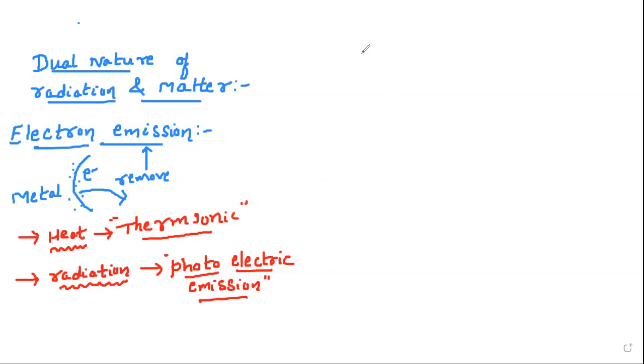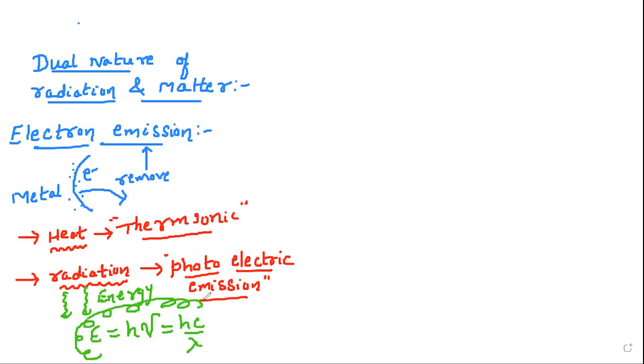You know what the radiation consists of? This radiation consists of energy in the form of packets. We call it a photon. That energy is given by the formula E is equal to h nu. Nu is called the frequency, which is also equal to hc by lambda. So please remember this formula.